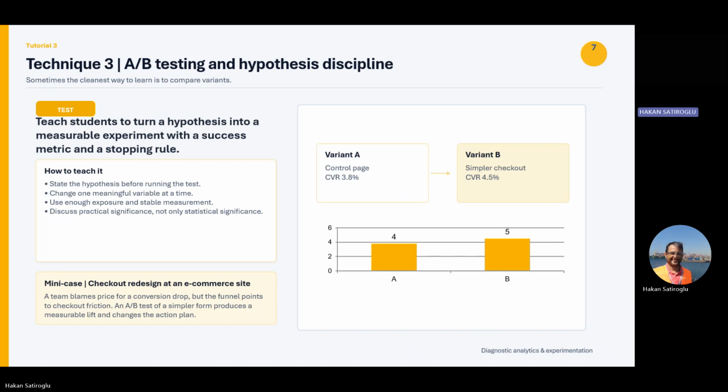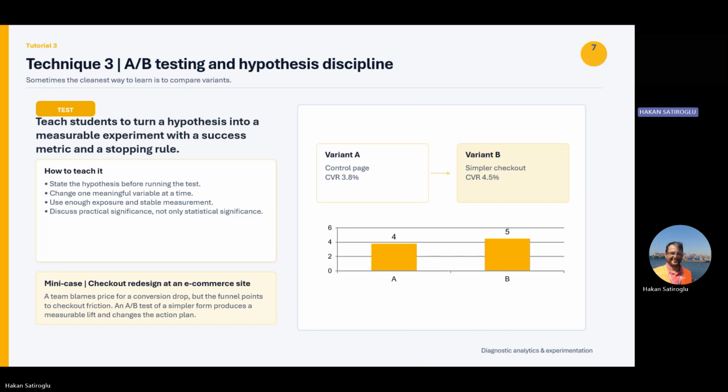I would keep the explanation practical. Students do not need deep statistical training at this stage, but they do need to understand that an experiment needs a clear hypothesis, a success metric, a fair comparison, and a stopping rule. For example, if a bank wants more customers to complete an online form, it might test a shorter version against the current one and compare completion rate.